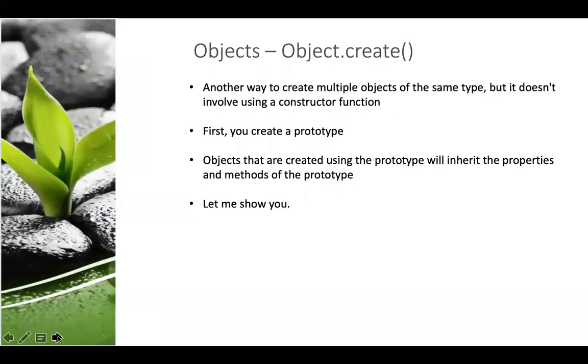So next. Okay, so there's another way even beyond that. You've got hard coding, you can instantiate. Now there's another way to create an object beyond that, and that is called Object.create. What Object.create does is, it's a prototype essentially. And objects that are created using the prototype will inherit the properties and methods of that prototype. Okay, so I should say that again, they're going to inherit the stuff from the prototype. Let me show you that.